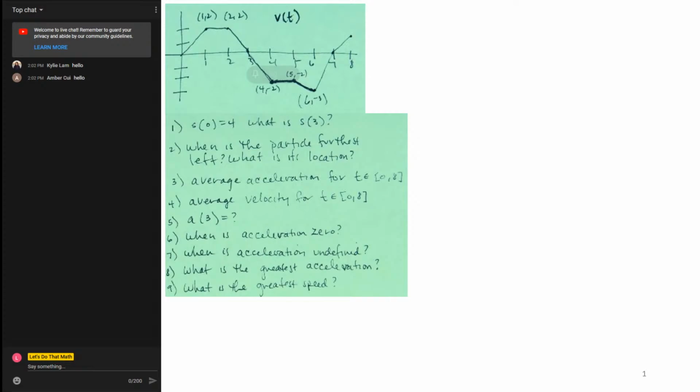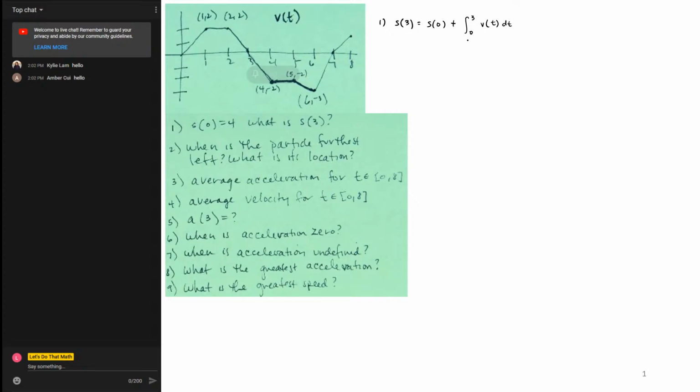So if we have s of 0 is equal to 4, what is s of 3? The idea is s is position, so position is going to be the integral of velocity. In this case, we can just take the area under the curve. So s of 3 is going to be our initial position plus the integral from 0 to 3 of our velocity function.